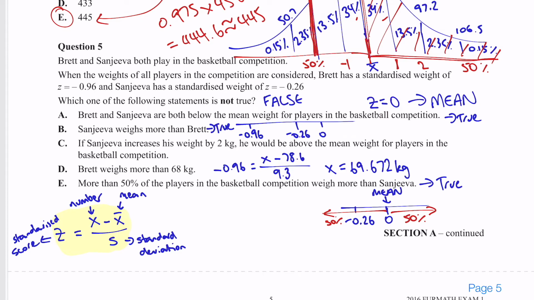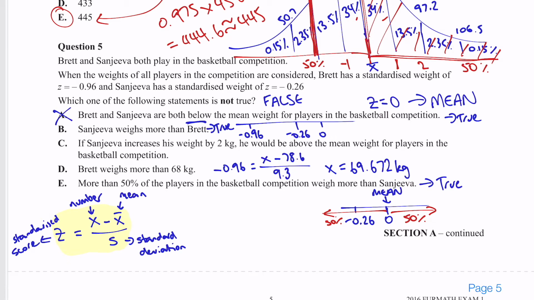So A, Brett and Sanjeeva are both below the mean weight for players in the basketball competition. This is true because they are below the mean, because they have a standardized score, which is Z, of negative. Very important note: when Z is equal to 0, this means this is the mean. So them having both negative Z scores means they are below the mean. So that is wrong, so we can cross that one out.